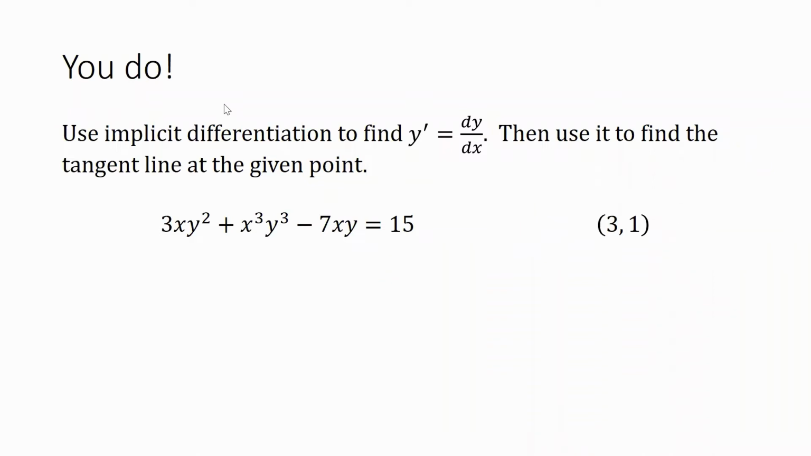Here we go. We want to use implicit differentiation to find the y prime, and then use that y prime to find the tangent line at the point. Our equation is this one. Our point is (3, 1). Let's go ahead and do that.